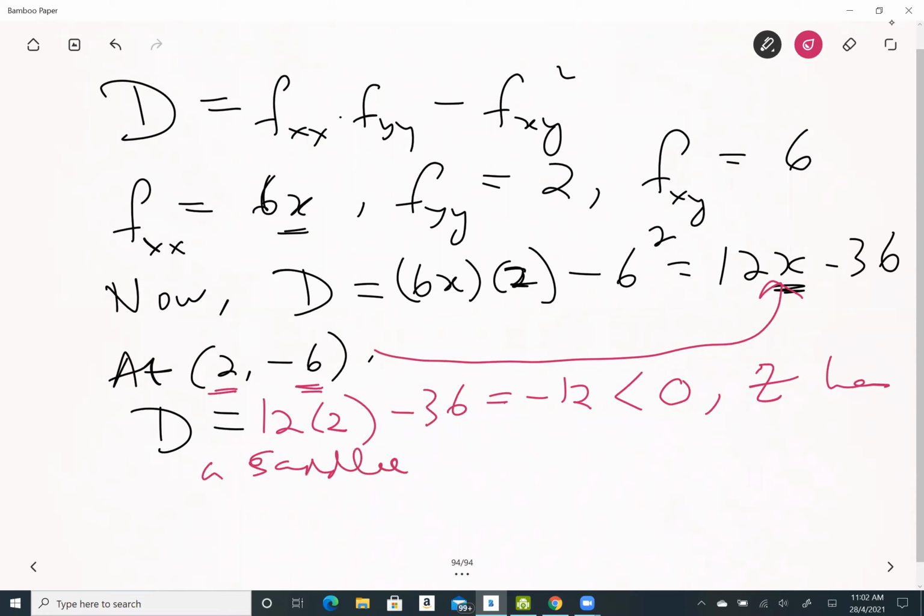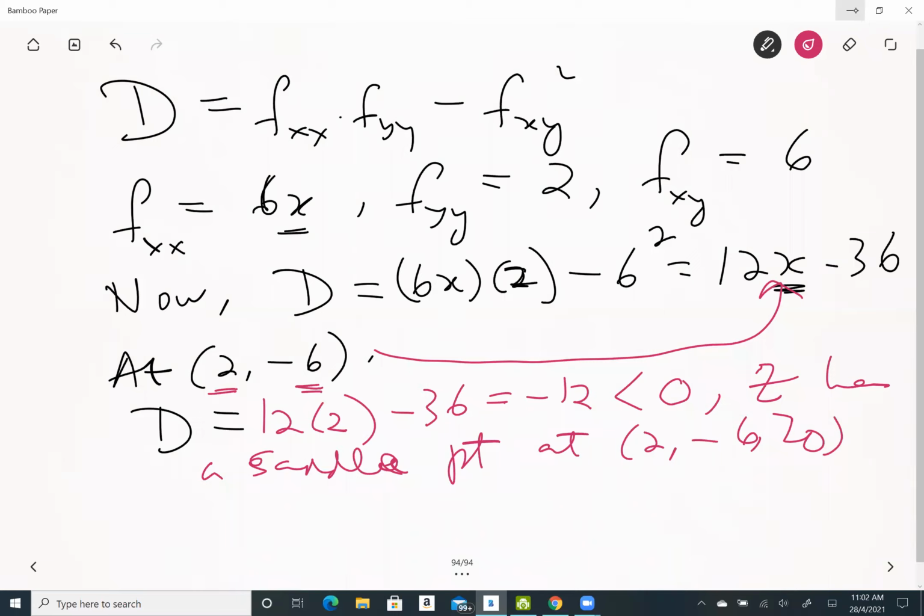Okay, saddle point. The one that is positive or negative will be the second partial. Saddle point at 2, -6. And of course, now you can put the value of Z, which, if you look at the book, will be equal to 20. So that is a saddle point. You imagine a saddle point, that is given in 14.11. So that's how a saddle point looks like.